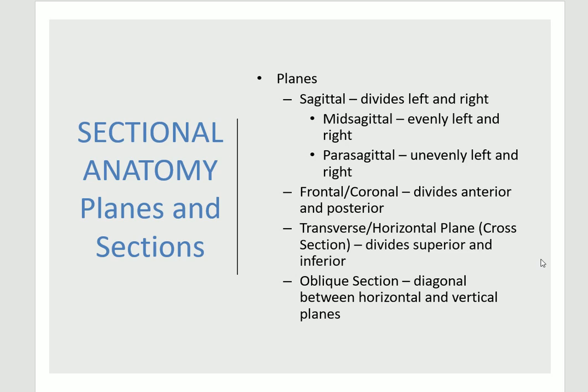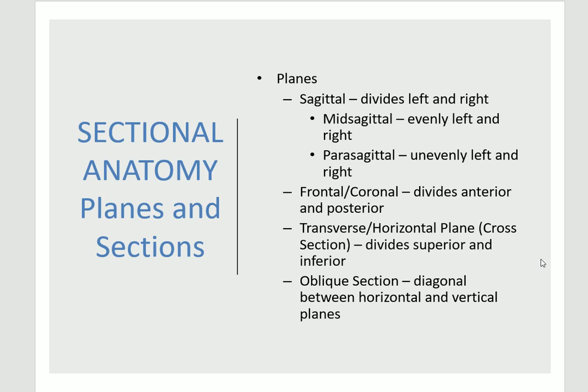That divides the front and the back. Transverse, you don't usually see horizontal plane, but you do see transverse plane a lot, or a cross section. I talk a lot about cross sections. So transverse, horizontal, cross section, all of that's the same. That divides the superior and inferior, so top and bottom. And then oblique is diagonal between horizontal and vertical planes.